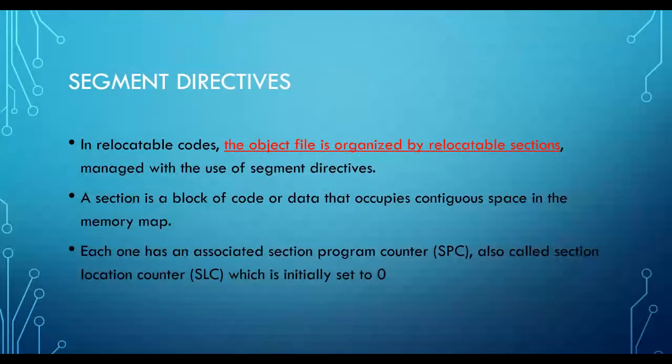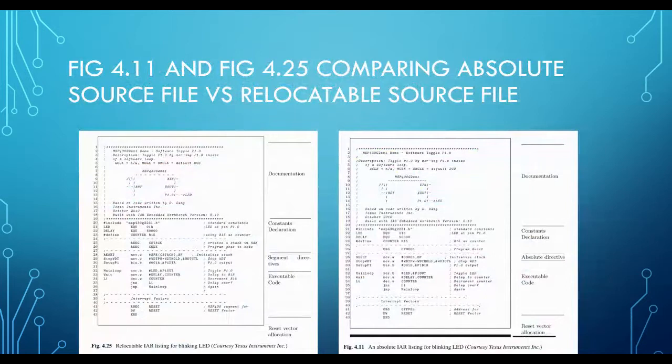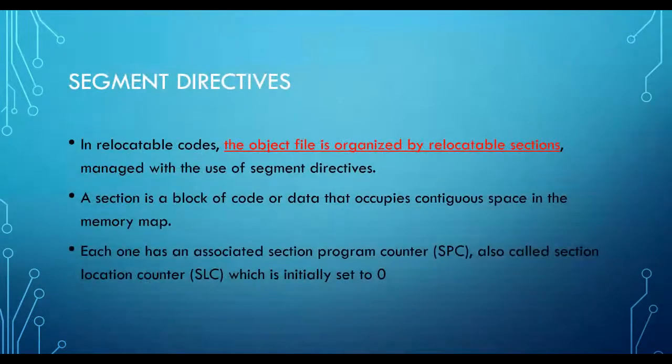In relocatable code, the object file is organized by relocatable sections. So you divide it into sections, managed with the use of segment directives. A section is a block of code or data that occupies a contiguous space in the memory map. So we know that certain segments of the code must be one piece. It must be stored, saved in a continuous form. We know that this could be one section and another could be another section. So we can divide it into sections.